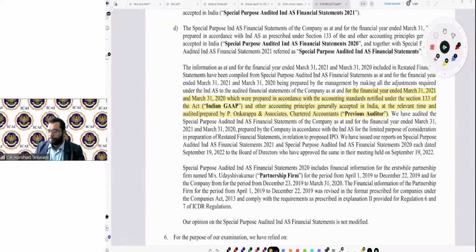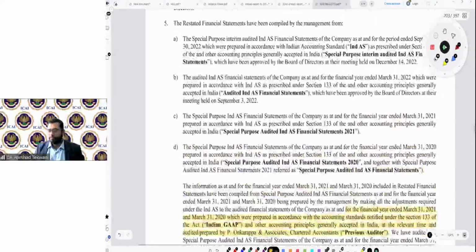Any other doubt? I hope it is now clear: corresponding figures, comparative information, plus other information. Thank you, Purvi. Thank you, Namrata.